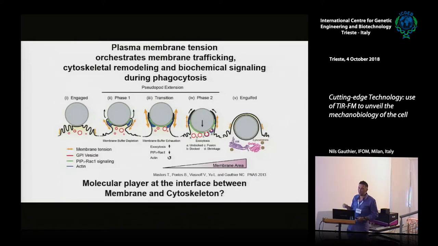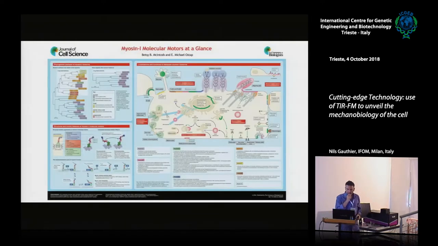Then we are looking at the molecular clues around this question. Among the molecular clues, we are thinking, okay, there is one group of myosins which are not classic, the myosin 1 family, that could potentially regulate this process. Myosin 1s are very peculiar because they interact with membrane and actin. Somehow they were a good candidate, and they are implicated in many processes with membrane and actin. This is an overview, don't focus on one.